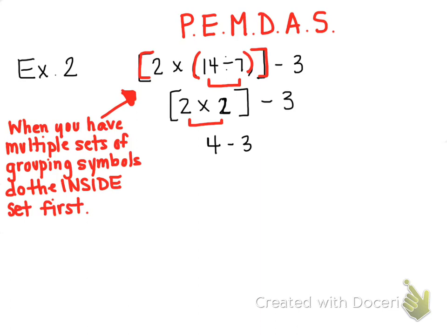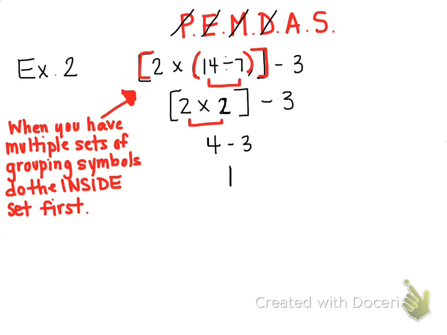So are there any other parentheses? The answer is no. I don't have any more parentheses. And then I ask if there's any exponents. No, there's no exponents. Is there any multiplication or division? Not anymore. Is there any addition or subtraction? Yes, I'm left with 4 minus 3, which is 1. So the final answer is 1. Again, if you got this wrong, go back and look to see where you missed the order and fix the problem.